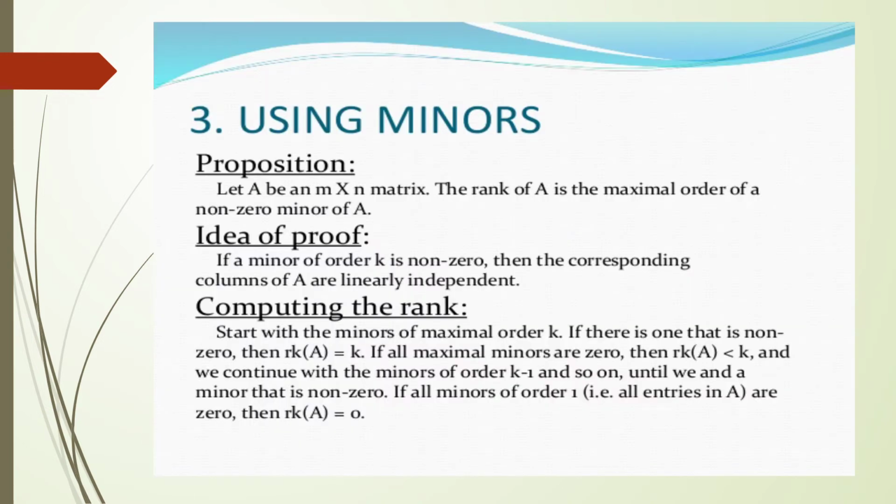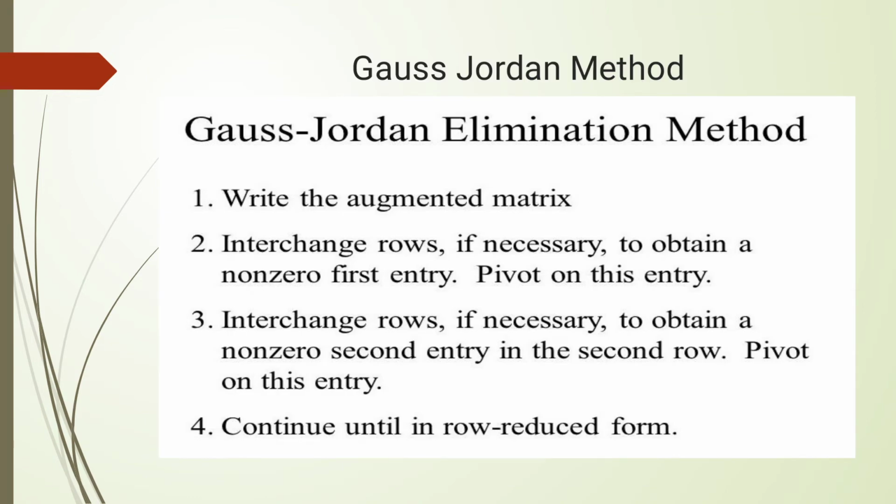Using minors, let A be an m by n matrix. The rank of A is the maximal order of the non-zero minor of A. Gauss-Jordan elimination method. Write the augmented matrix, interchange rows if necessary to obtain a non-zero first entry, pivot on this entry. Interchange rows if necessary to obtain a non-zero second entry in the second row. Pivot on this entry. Continue until the reduced row form.